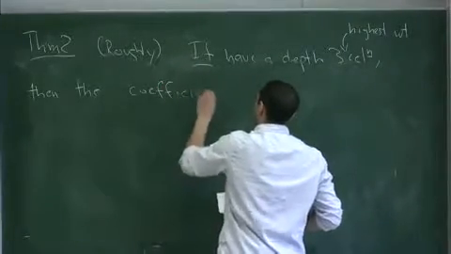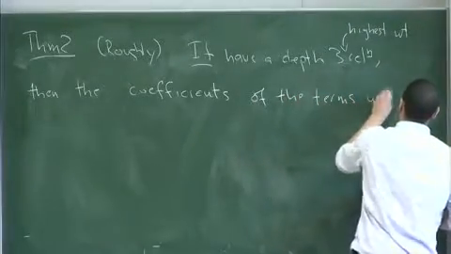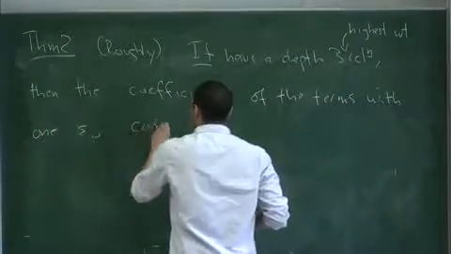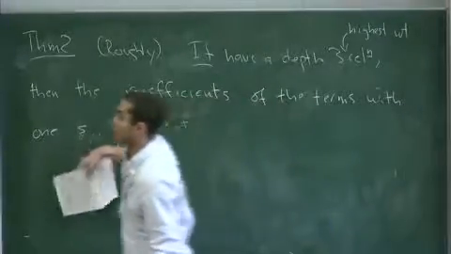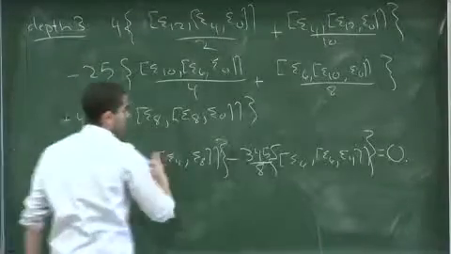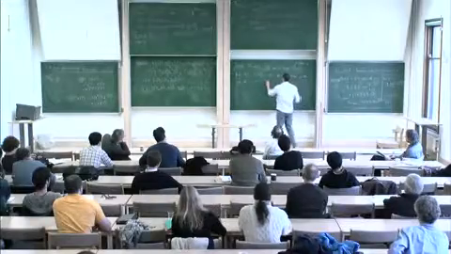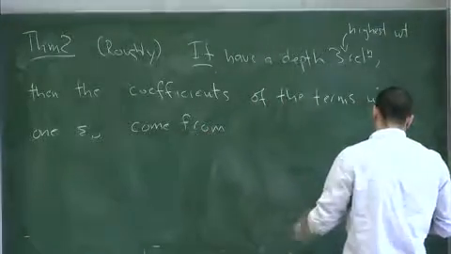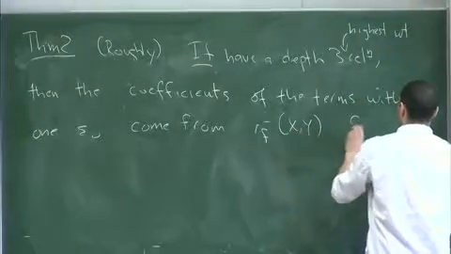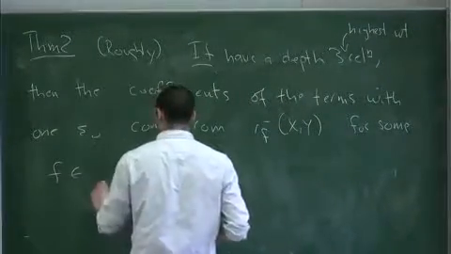the coefficients of the terms with one epsilon naught in them. These terms here all have one epsilon naught, which is the coefficient you understand, and these other ones I have no idea. Then the coefficients of the terms with one epsilon naught come from RF minus of xy for some cusp form f.